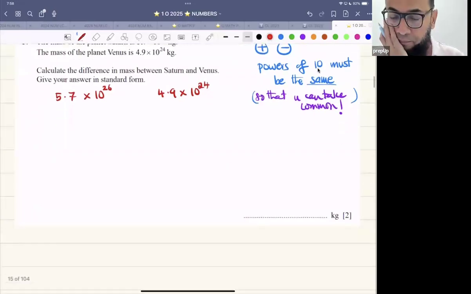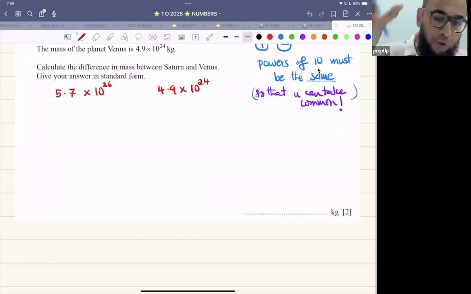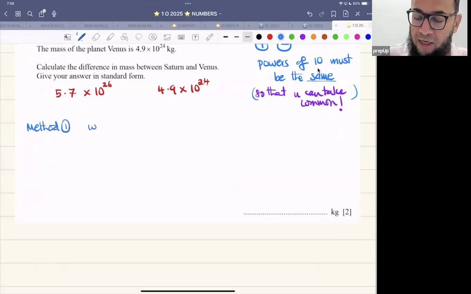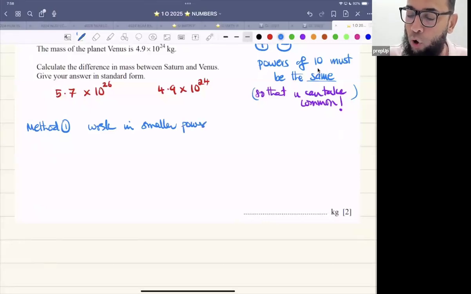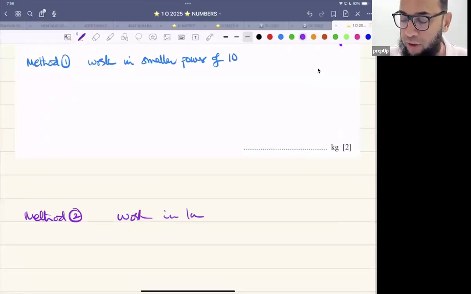Now just hold for a second. There are two varieties in this one. Why? Because which number should we be dealing with? Should we be dealing with 10 power 26 or 10 power 24? So let me write both the things. Method 1: work in smaller power of 10. And method 2, naturally, will be work in larger power of 10.